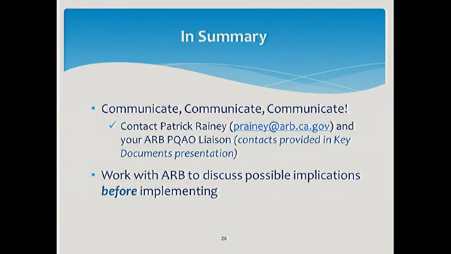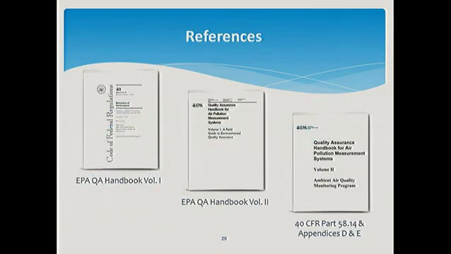So in summary, communicate. Talk to us. Feel free to contact Patrick or your PQAO liaisons that are actually listed in your handout as well as in the information presented yesterday. And work with ARB to discuss possible implications of any network modifications before you actually implement those changes. And then finally, some of the documents that were shown yesterday by Carissa, EPA handbooks, CFR, good references. And with that, any questions?